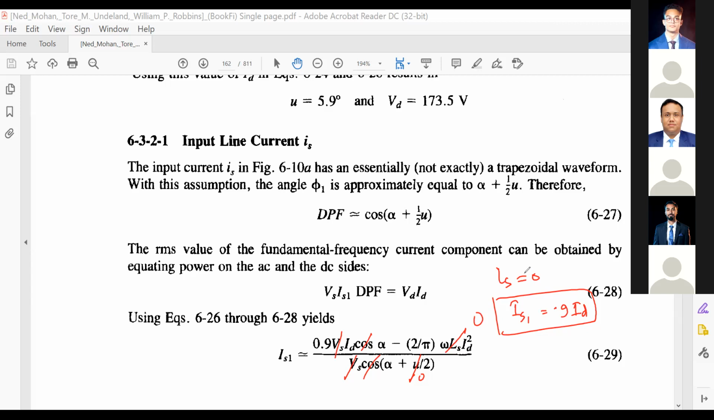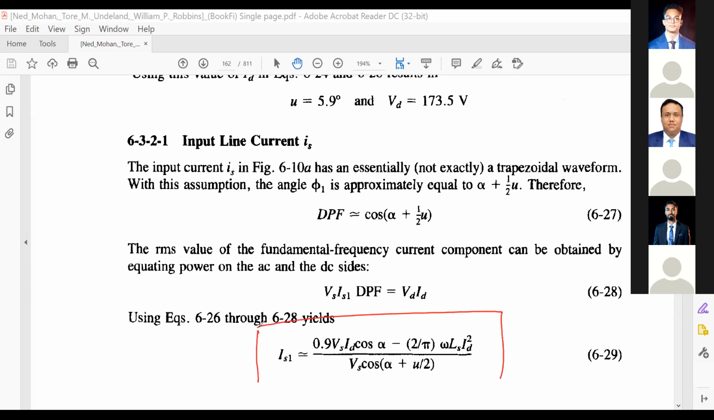So our equation is valid, that we have already proved. So this is the equation for when LS is not equal to 0. And you have to find out also the commutation angle, and then you can use equation number 6.29 to get the value of IS1.